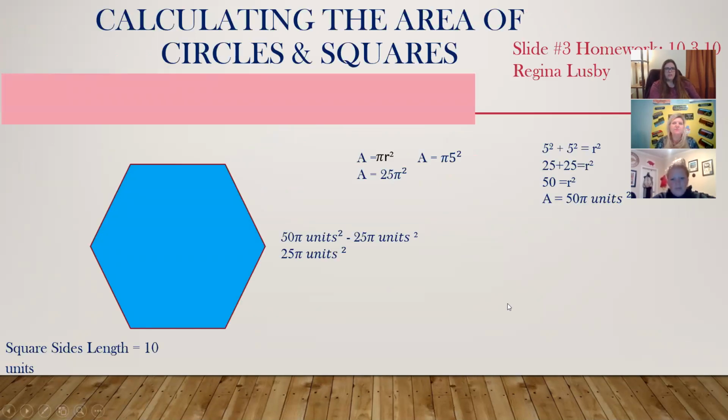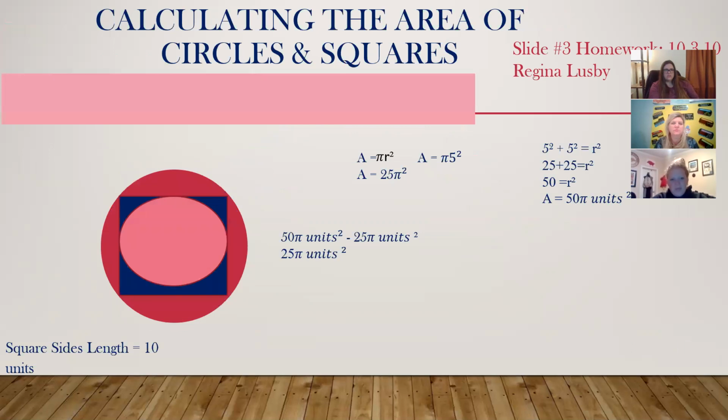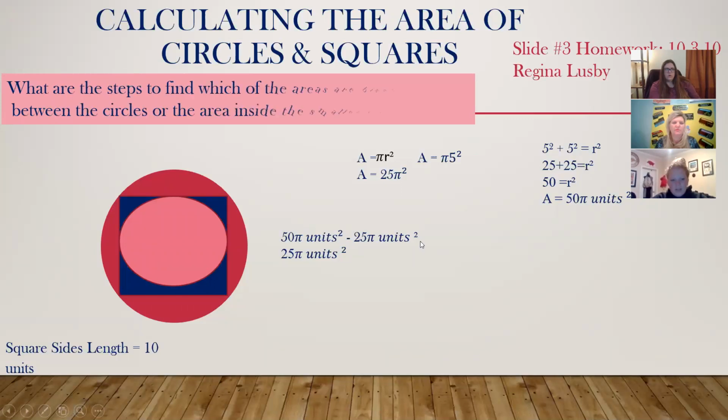So Regina, calculating the area of circles and squares. What are the steps to find which of the areas are bigger? The area between the circles or the area inside the smaller circle? Okay. All right. Let me get one more click there.